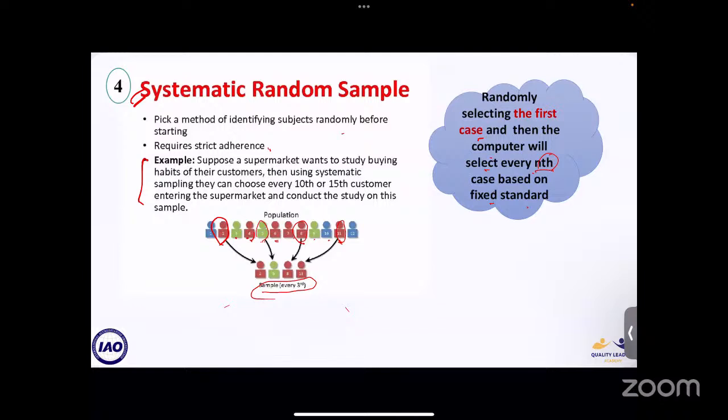So for example, when the 15th customer comes inside the market, that 15th customer is included in your random sampling. That depends on you. If you want to use the 5th customer or the 7th customer, every time you count, when you stop after the 7th, that's your customer or sample to be included in your study. You understand? Is it clear now? Okay.